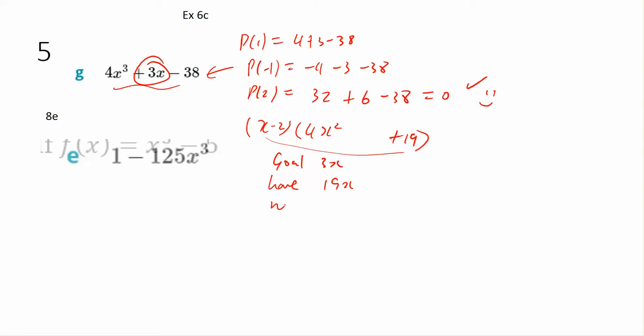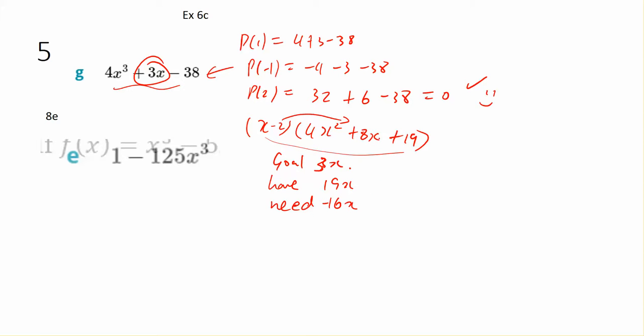And we need 16x. Double checking, our goal is 3x. We have 19x so far, and we need not 16x but negative 16x. So I have to multiply this negative 2 by what to give you negative 16x? Must be positive 8x, because that gives us what we need.